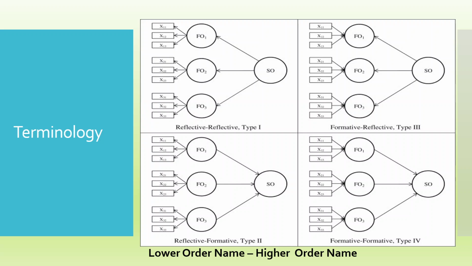Type 1, type 2, type 3, all these models have been discussed in my previous video. Kindly refer to my playlist. I will request all my viewers to kindly refer to the playlist so that you can understand the flow of this entire lecture series. If I talk about the fourth model, irrespective of lower order or higher order, arrows are moving inside and therefore it's a formative model, type 4 model. So today we are going to discuss this model only.